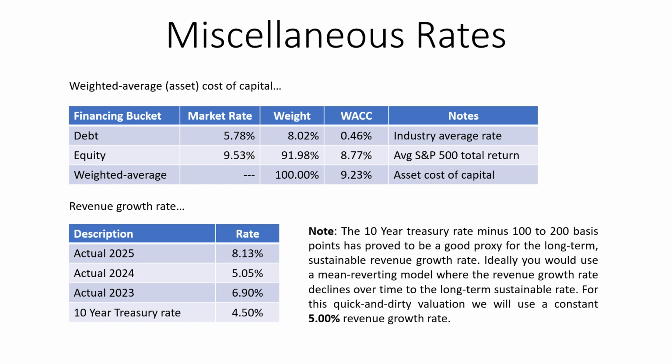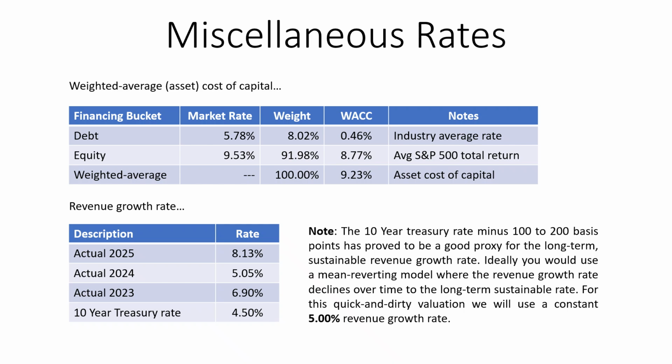And if you read the note to the right, it basically says what I tried to explain. The 10-year Treasury rate minus 102 basis points has proved to be a good proxy for the long-term sustainable growth rate. So if we're going to do this model, there are two options in the software. We can use a mean reverting model, or we can just use a standalone snapshot model. In the mean reverting model, we would start at a growth rate of 8% and work it down to, let's say, 3.5% over time.